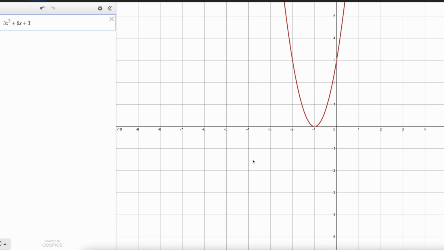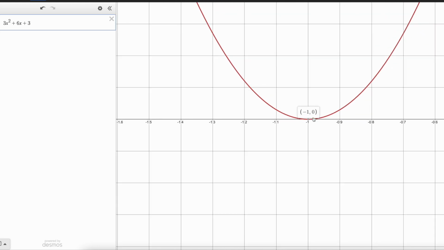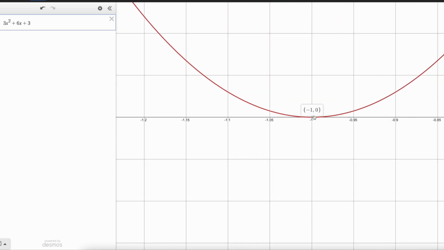If we look on Desmos to check our answers, we can see on the left here, I've got 3x squared plus 6x plus 3. And on the right, you can see it comes down, hits negative 1 once, and goes back up again. So there is one x-intercept at negative 1. If I zoom in on this, it doesn't matter how much I zoom, you can just see that there is one x-intercept. It comes down, hits negative 1, and goes back up again.